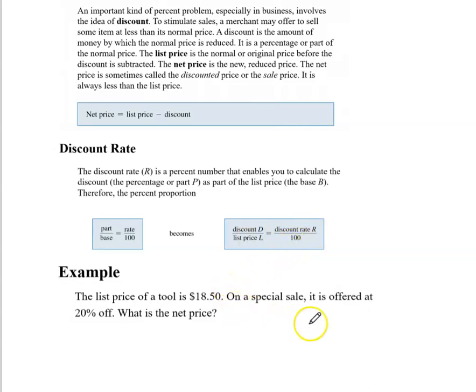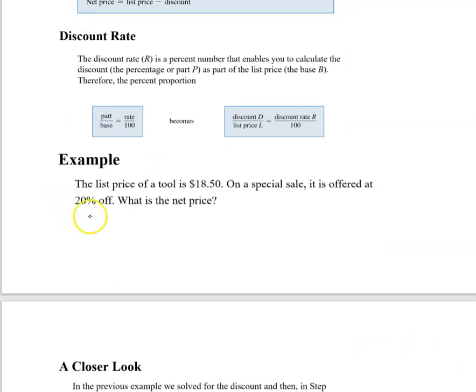The list price of a tool is $18.50. On a specific sale, it is offered at 20% off. What is the net price? Okay, and remember that the formula above said that the net price is equal to the list price minus our discount. So we know what our list price is. Our list price is $18.50. It tells us that in the problem.